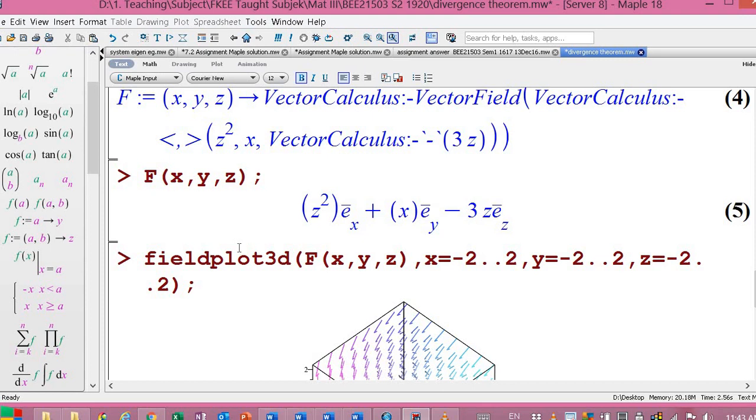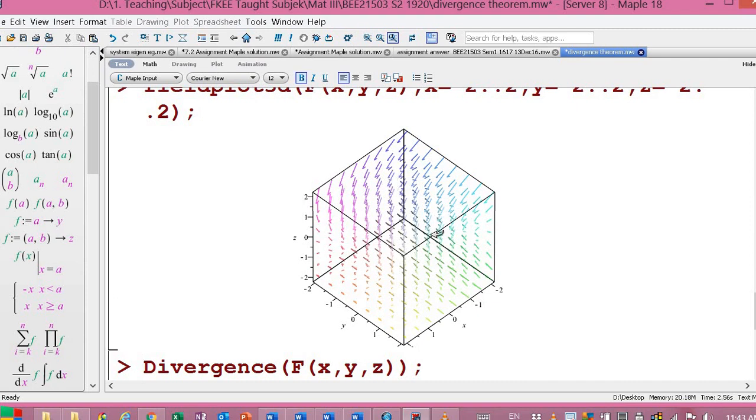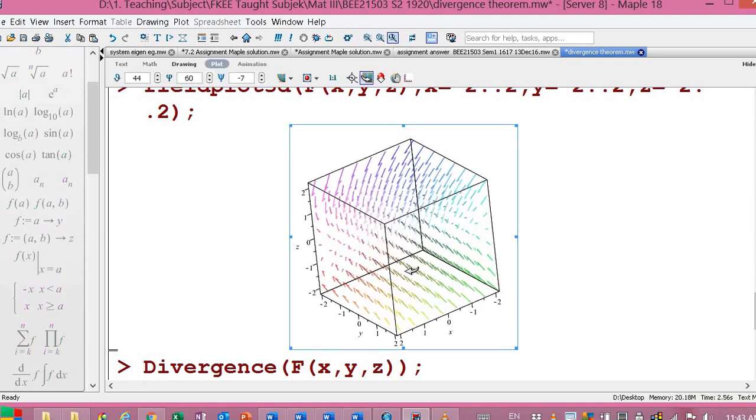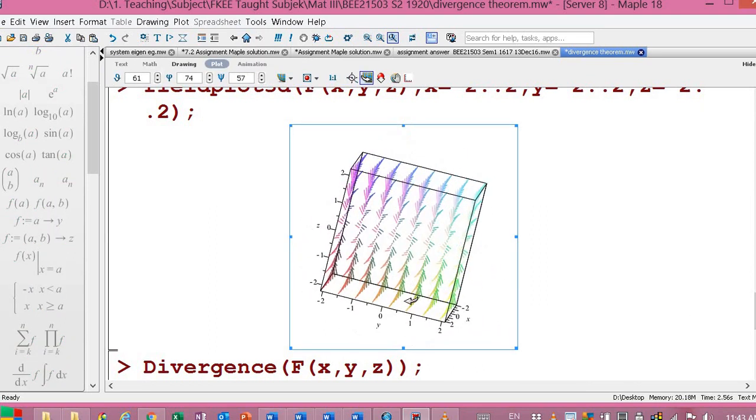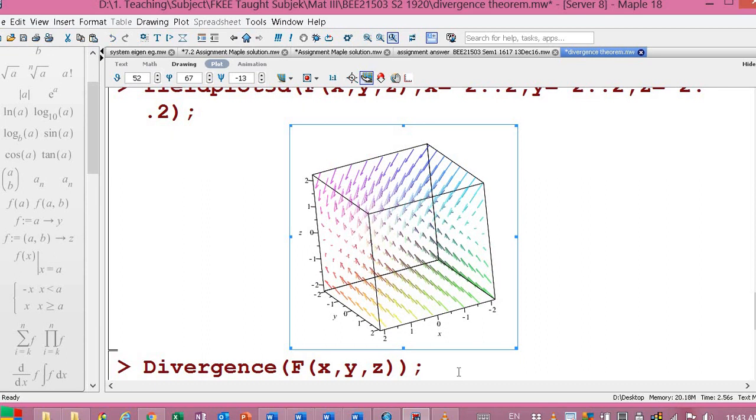And then when you call fieldplot3d, since the vector F is 3D, we call fieldplot3d. If vector F is 2D, you just call fieldplot only. So it gives you the direction of the vector field F in 3D, because F has 3 dimensions. You can rotate it and have a look there. This is fieldplot3d.